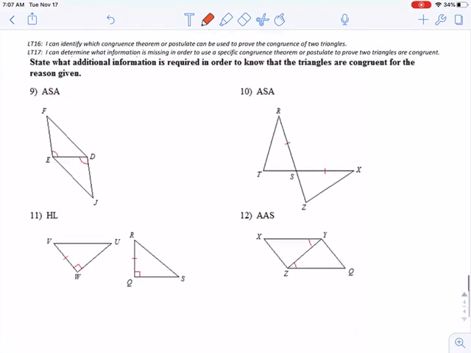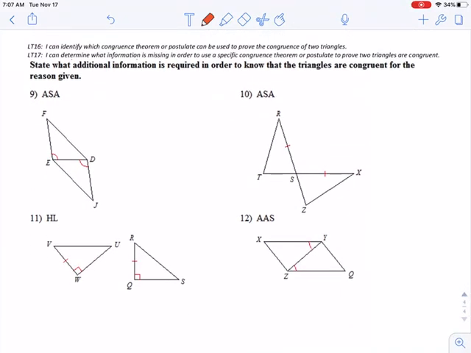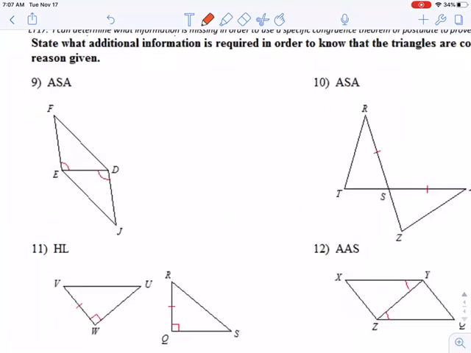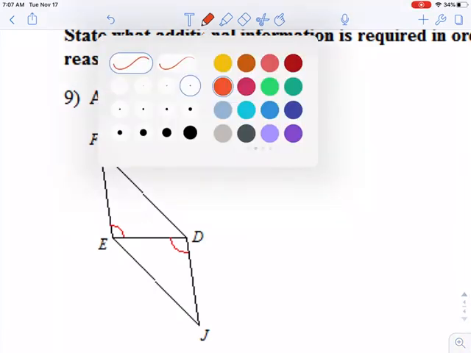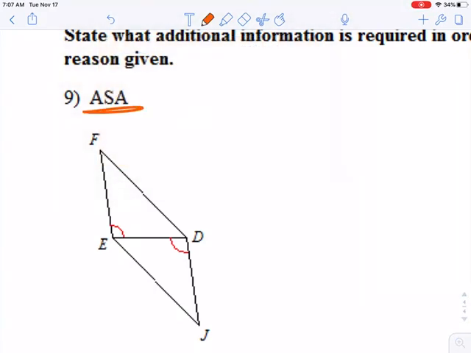And then just 4 more problems. State what additional information is required in order to know that these triangles are congruent for the reason given. All right, so we need to use angle, side, angle right here. So we have an angle. We have this shared side. So we have an angle. We have this shared side.